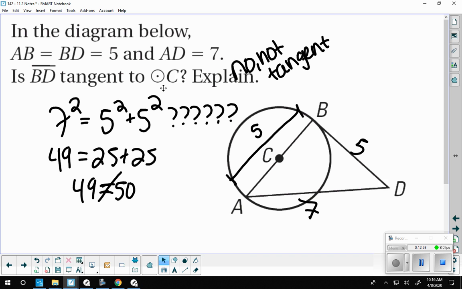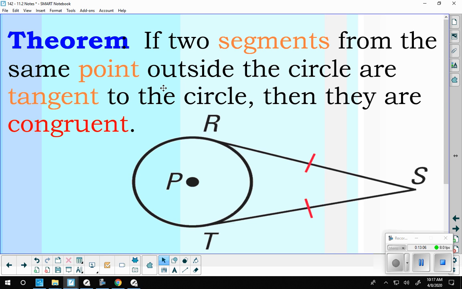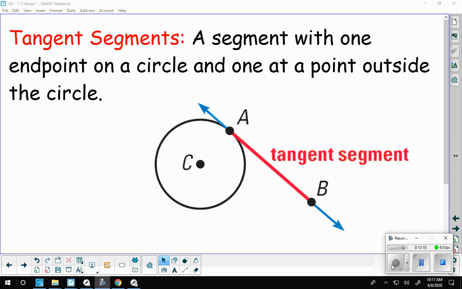All right, last theorem, 11.3. Okay, so I need to define a tangent segment first. It's a segment with one endpoint on the circle and one at a point outside the circle. So this is a tangent segment. This is a tangent line, tangent line AB, but a tangent segment is just a segment of that line with one endpoint at the point of tangency and one not at the point of tangency. So this is called the tangent segment.